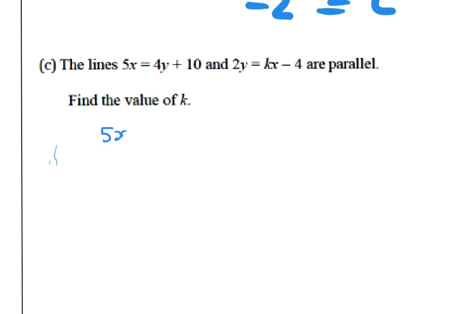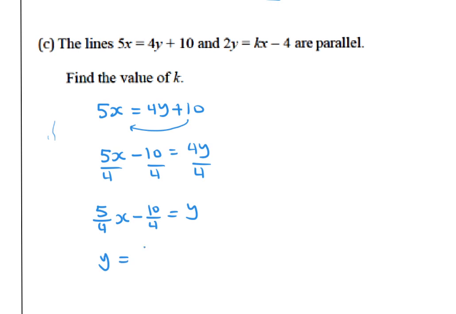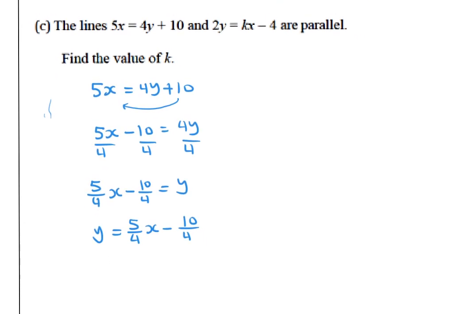So 5x equals 4y plus 10. To find the gradient for the line, make y the subject. So 10 goes to the other side, transpose to the other side by negative. So 5x minus 10 equals 4y. Now you divide by 4. So y equals 5 over 4 x minus 10 over 4. I need the gradient, so y is the subject now. The coefficient of x is the gradient. So the gradient for this line is 5 over 4.